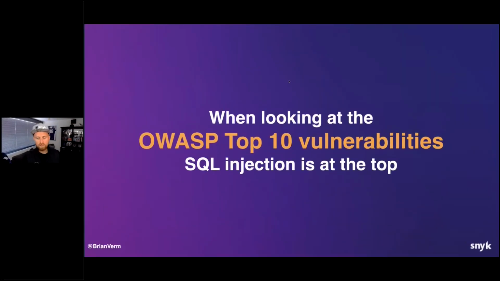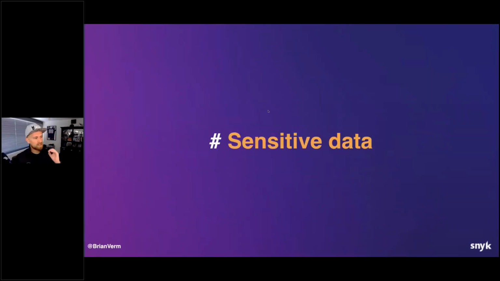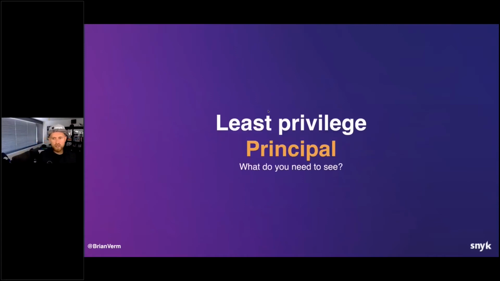Cool. Next one, sensitive data. We need to take care of sensitive data, right? We need to make sure that people only see the data that they need to see. Basically, what we want to do is practice the principle of least privilege, or whatever you may call it. The point is, you only need to have access to the data that you need, not more, not less.